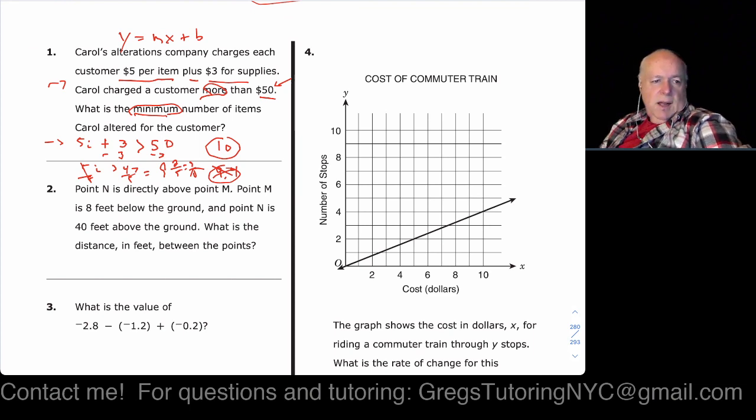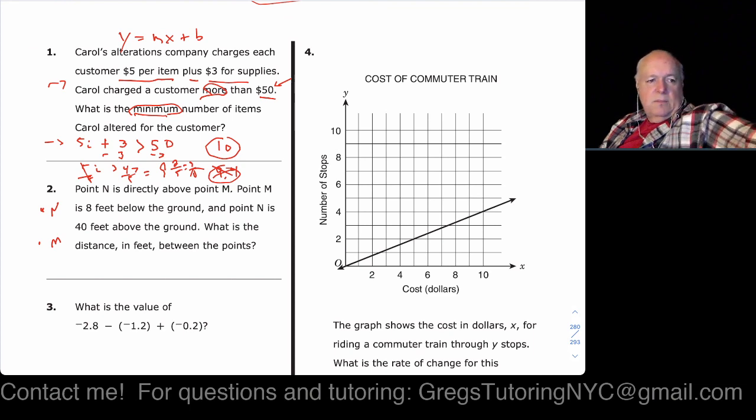Question number 2. Point N is directly above point M. So I'm basically just going to draw that. I have point N. It's directly above M. I'm not sure how much space to give this here. Okay. Point M is 8 feet below the ground. So this is what I'm going to do. I'm going to drag that down slightly.